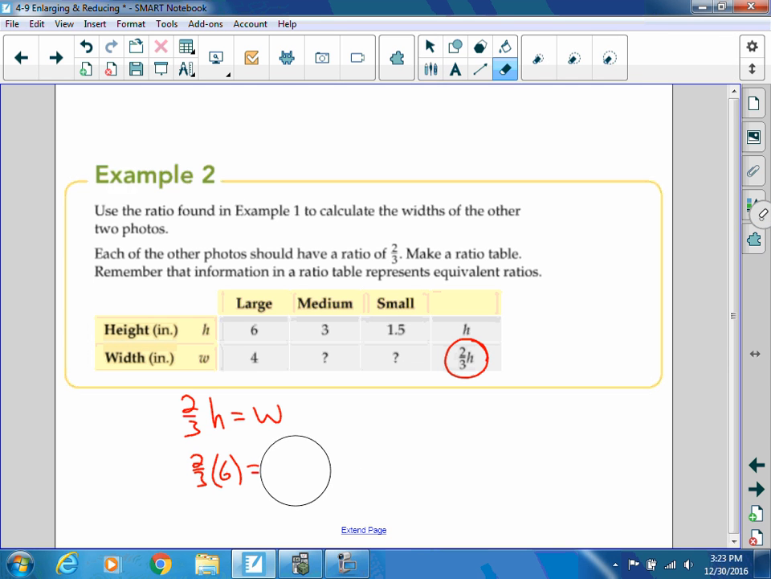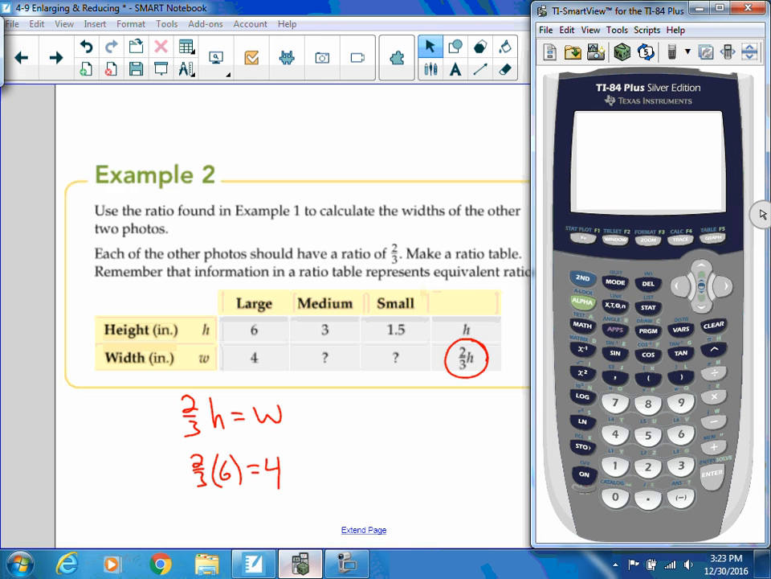Sorry, that 4 is a little sloppy there. Okay, so if we go to the calculator here and try that, now first thing, whenever I type a fraction into this calculator, I'm going to put it in parentheses. So I'm going to do parentheses 2 divided by 3. And then I'm just going to put the 6 in parentheses as well because we're multiplying. Now when I hit enter, I get the 4.